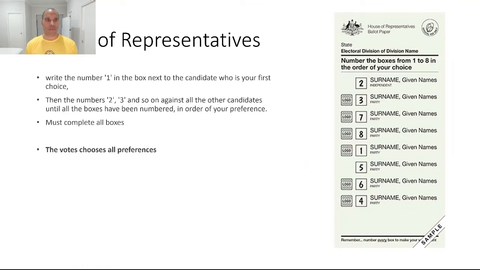So in terms of the House of Representatives, we're going to talk about the House of Representatives and then the Senate. When you go to vote in the House of Representatives, you'll get a green sheet of paper similar to the one you see here on the right-hand side. What you need to do as the voter is write the number 1 beside your first preference, and then 2, 3, 4, 5, 6, 7, 8, etc. You have to put in all the numbers for as many boxes as there are, 1 being your first preference and 8 being your last preference.